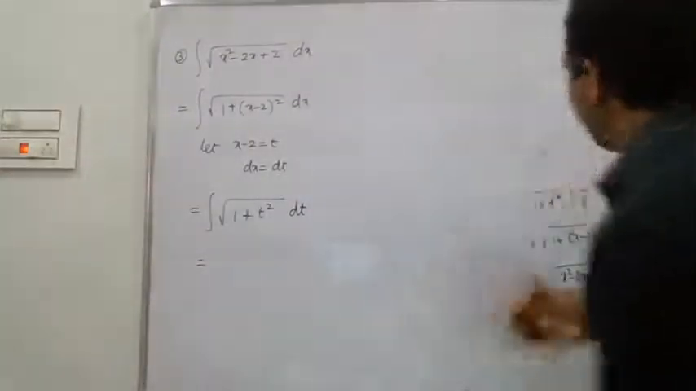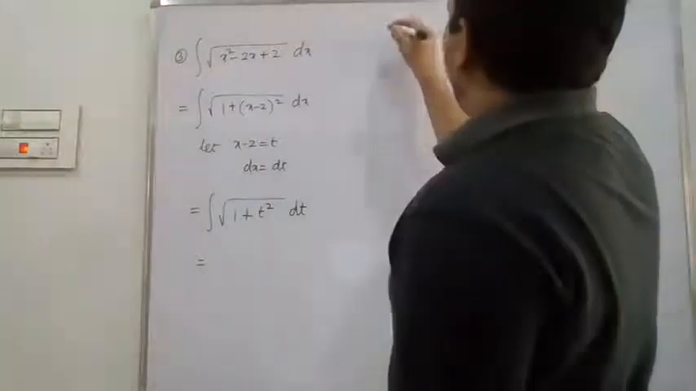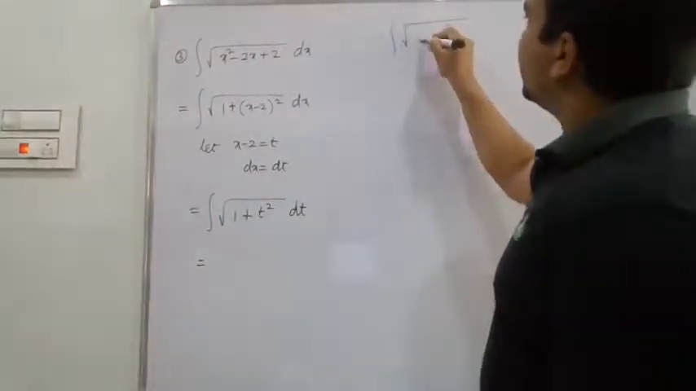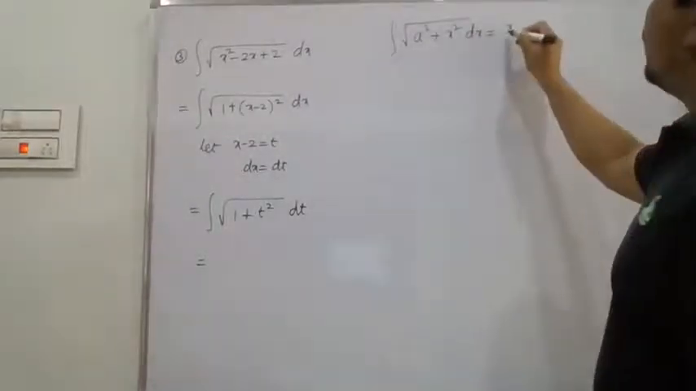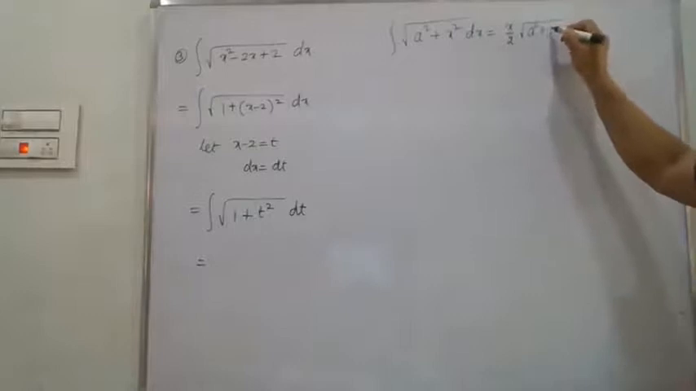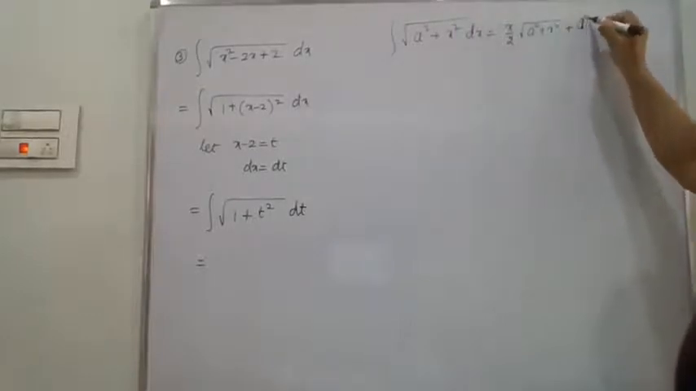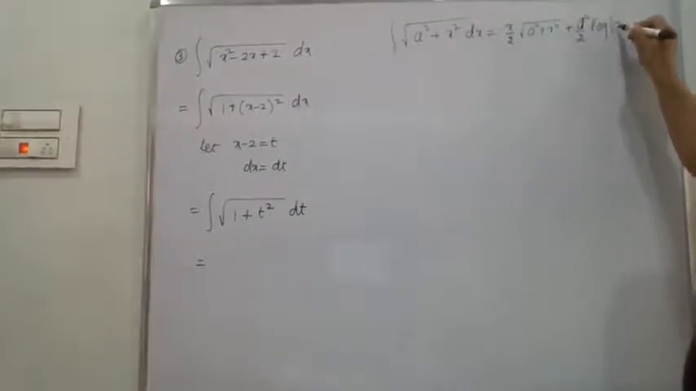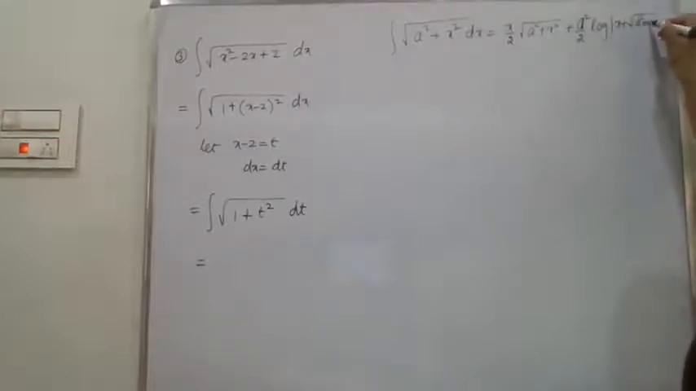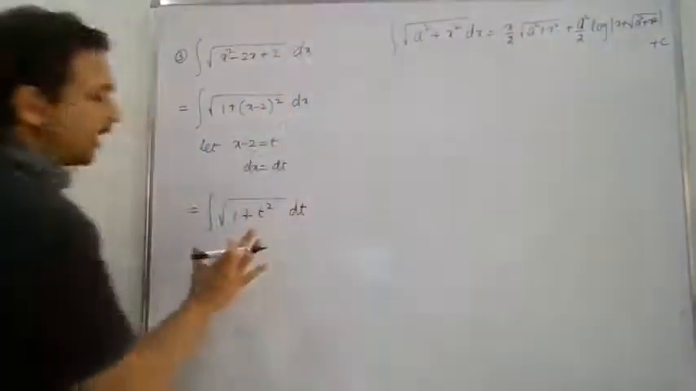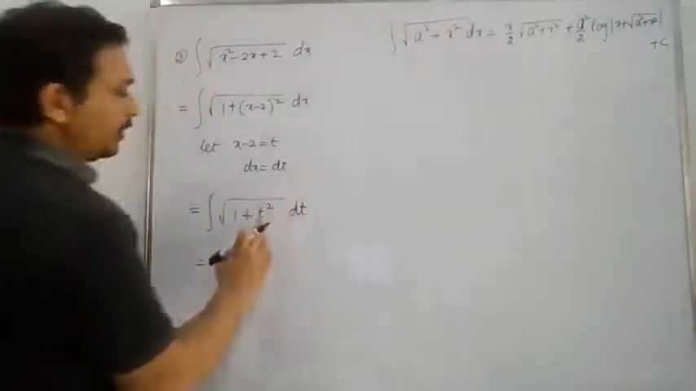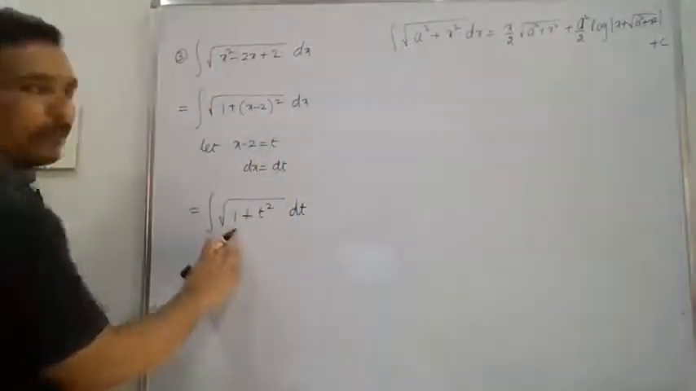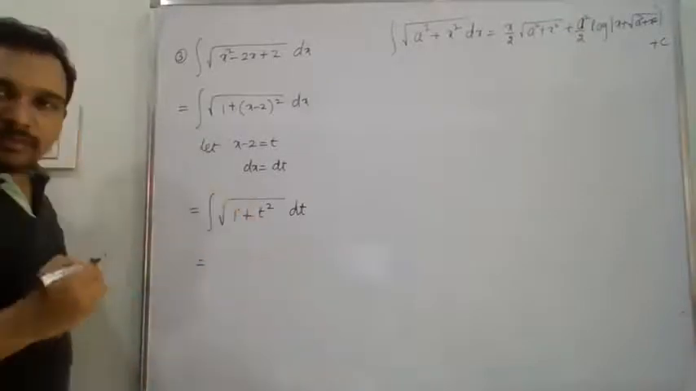Formula is what? Formula is integration of square root of a square plus x square dx is equal to x by 2 into square root of a square plus x square plus a square by 2 into log of mod x plus square root of a square plus x square plus constant. This is the formula. So we use the formula directly here. So instead of x, what we have here? t. There we have x and here we have t. There we have a, here we have 1. So 1 can be written as 1 square also. 1 square is also 1 only.